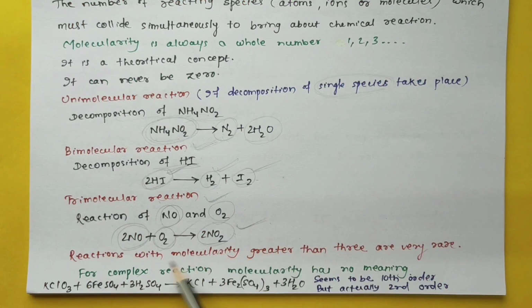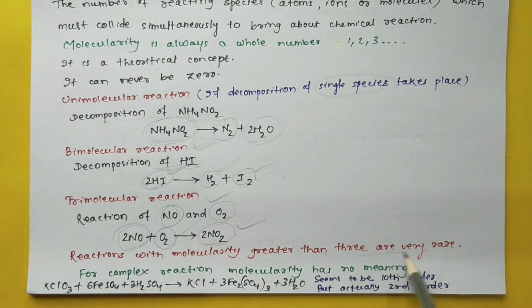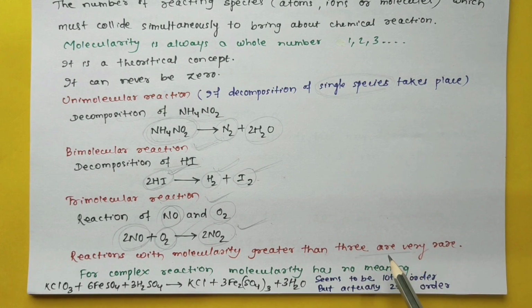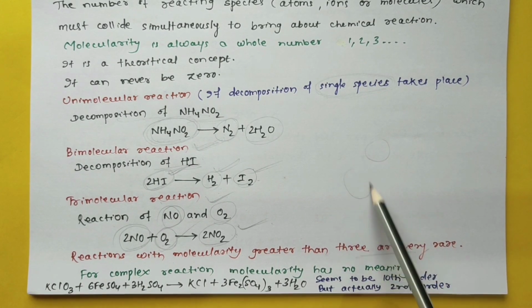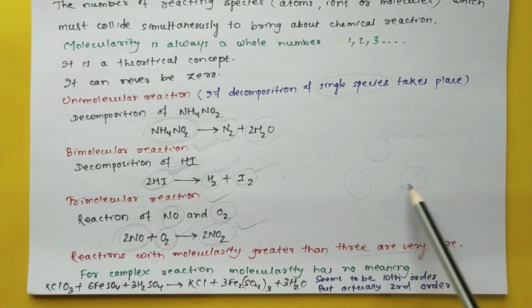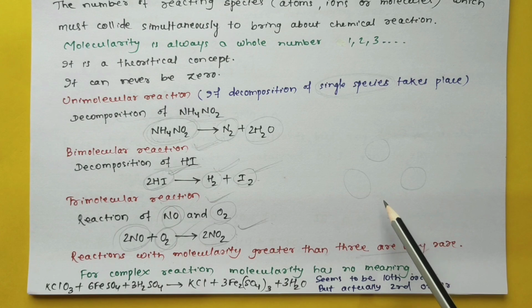So let's see here, reaction with molecularity greater than 3 is very rare. You see, practically, suppose 3 molecules are there, so they can interact. Still it is rare. But 4 molecules, very difficult. You think in 3D, 4 molecules, can they interact simultaneously? It will be very difficult. So for complex reactions, molecularity has no meaning.